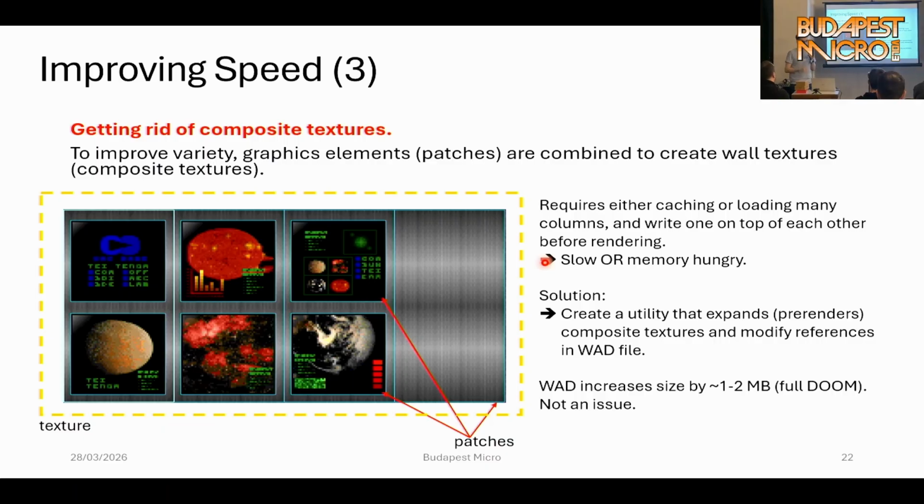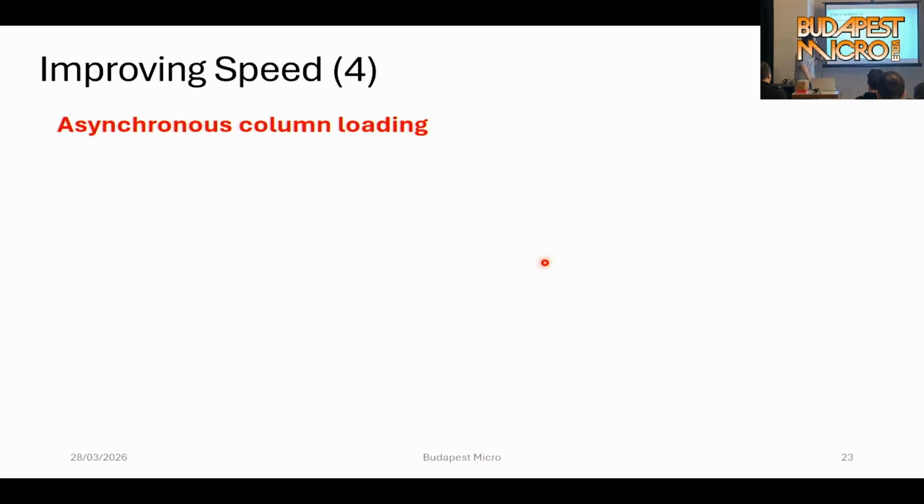This means that the WAD file will increase in size, and I was afraid it would increase by like 10 megabytes, but actually it only increases by between 1 and 2 megabytes in the full Doom games file. So it's not an issue in our case. And another improvement was asynchronous column loading.